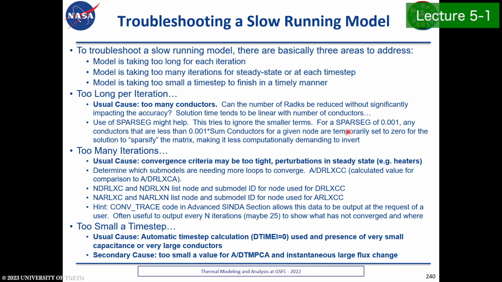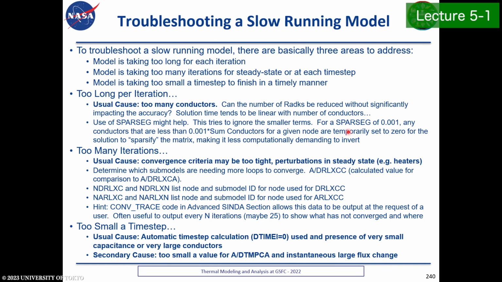Too many iterations. Usually your convergence criteria may be too tight, or you've got perturbations. If it keeps taking a lot of iterations, it might be that it's just not making progress to not change by more than a millikelvin or a tenth of a millikelvin. Maybe relax that to 10 millikelvin instead of 1 millikelvin. Or you've got a heater that is continuously cycling.